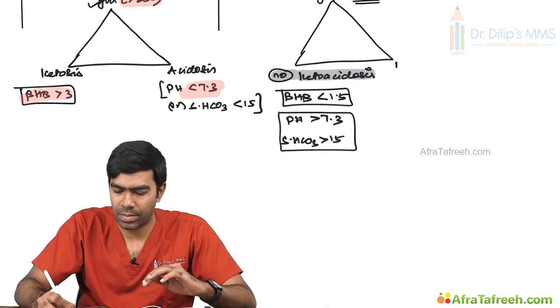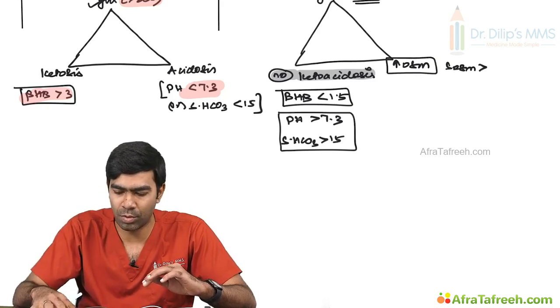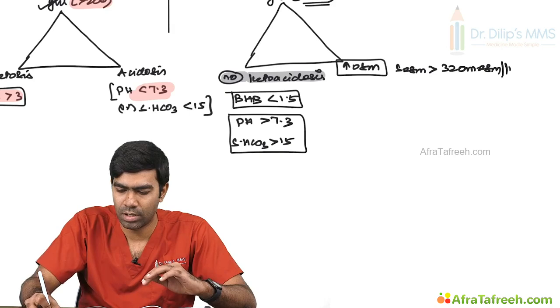And number 3, the patient should have hyperosmolarity. That's the defining feature of HHS, where the serum osmolality by definition should be more than 320 milliosmoles per kilogram.